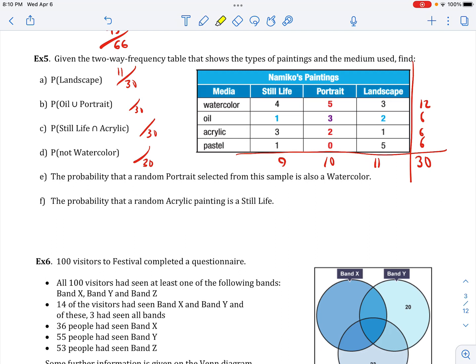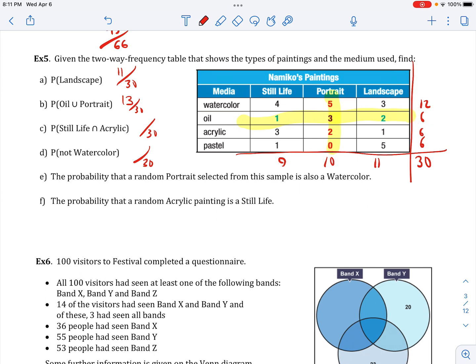Portraits, oil or portrait. This is probably the hardest one. Oil or portrait. It's all of those things. So you could add up those 6 numbers, and you'd figure out that it's 13. You could use that textbook thing, which says it's going to be 6 plus 10 minus 3.